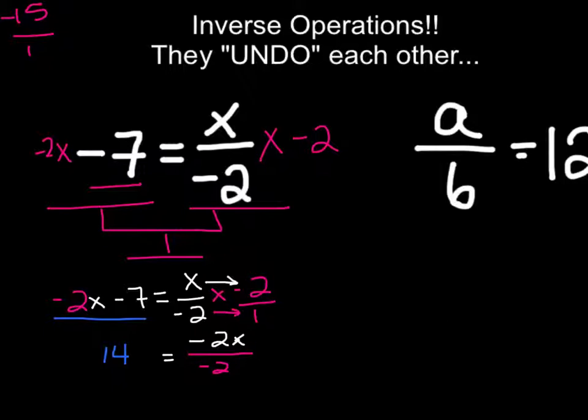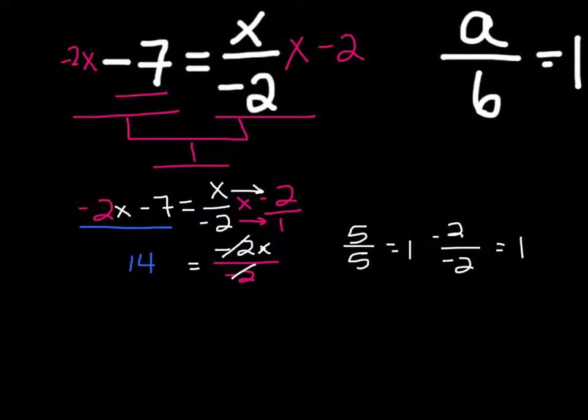So looking at this right-hand side, I see a negative 2 on the top and the bottom. Those things simplify. If I have 5 over 5, that simplifies to 1. So negative 2 over negative 2, that's going to simplify to 1. So technically, on the right-hand side of this entire equation, we really just simply have x. So 14 is equal to x.